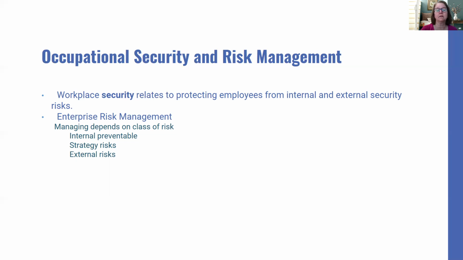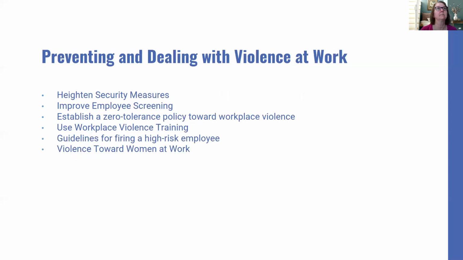You've got enterprise risk management, so the process of assessing exposures to loss within an operation and determining how best to eliminate, manage, or otherwise reduce the risk. So you've got internal preventable risks and you've got strategies that you need to establish to reduce those risks. And then you've got external risks that you need to deal with.